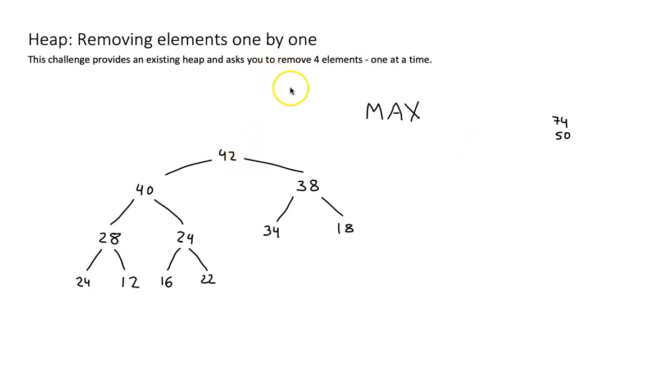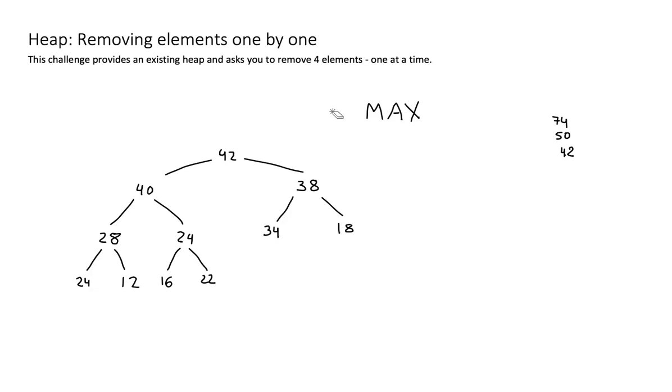So let's remove the third element because we need to do 4 elements total. This is 42. I'm going to write this down to keep track of the number of elements. I remove the root. As a matter of fact, pause the video. Try it for yourself. When you're done, press continue.